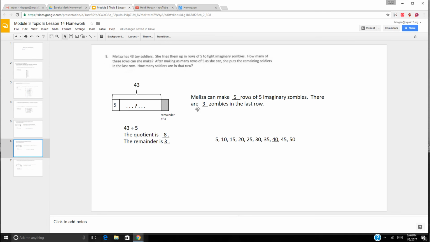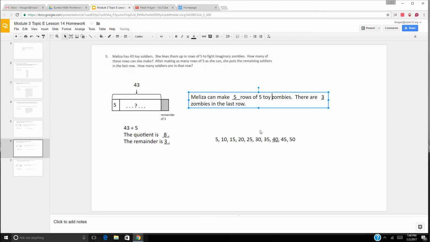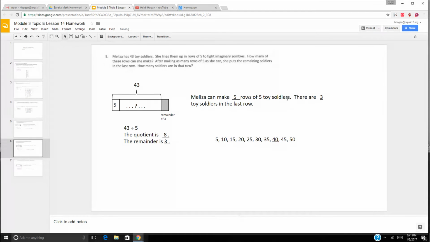Now, I'm looking at my statement. I made a mistake, didn't I? Because I wrote Melissa can make rows of 5 imaginary zombies. It's not imaginary zombies. It's toy soldiers, isn't it? So it's good that I reread this. They're toy. Okay. Melissa can make blank rows of 5 toy soldiers, period. There are toy soldiers in the last row.